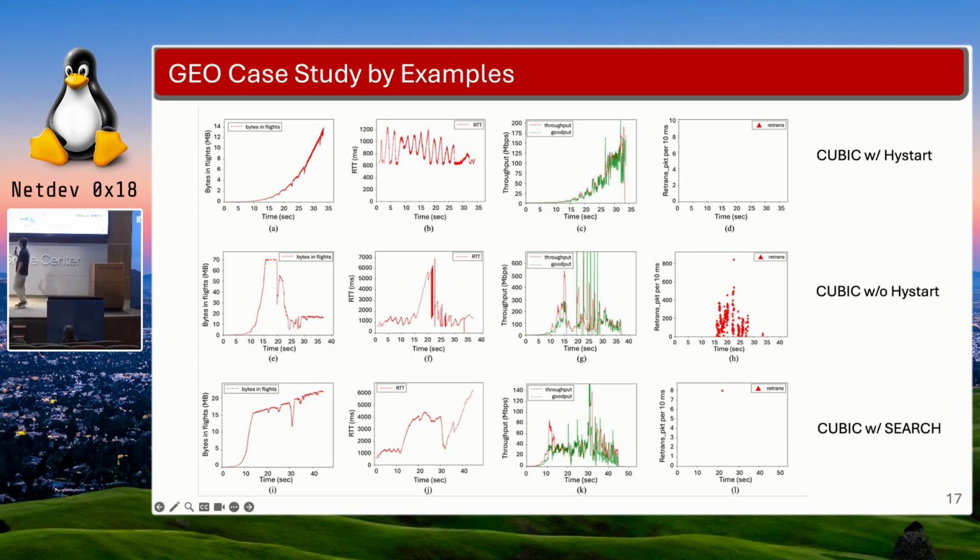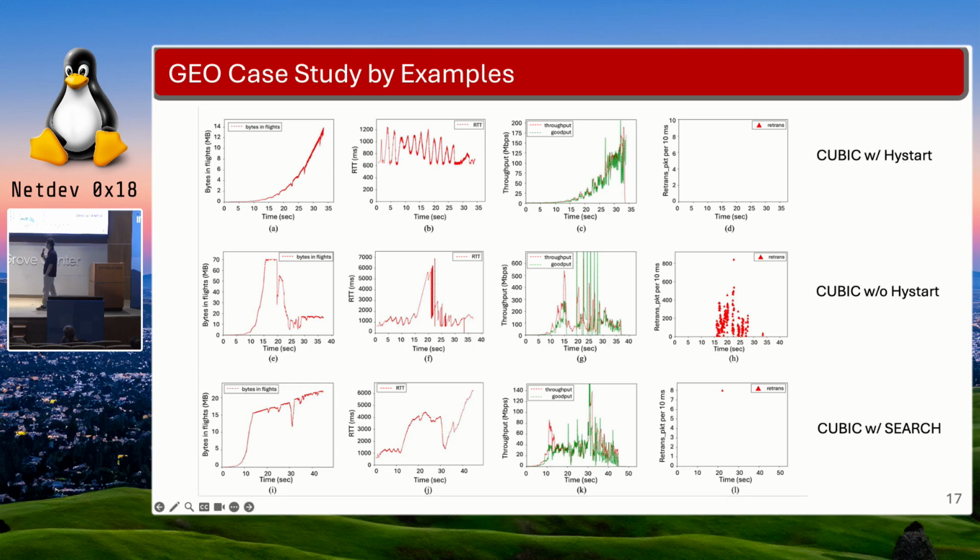We can see that CUBIC without HyStart can easily pump around 70 megabytes of data into the link, and it can reach very high capacity, but the RTT goes crazy, up to around 7 seconds. One thing we need to mention is the retransmission. After you have the packet loss, a lot of retransmitted packets happen. So the overall output may not be very good.